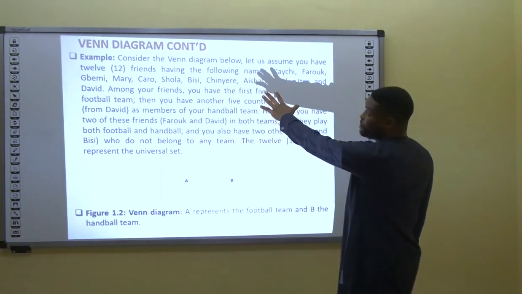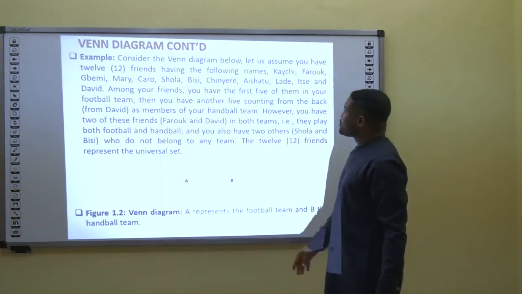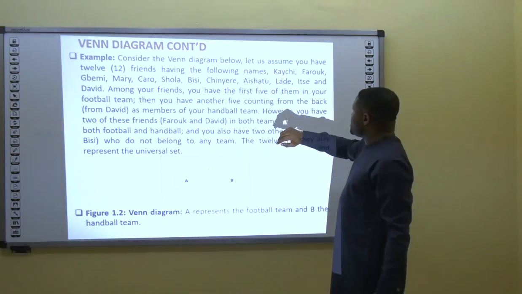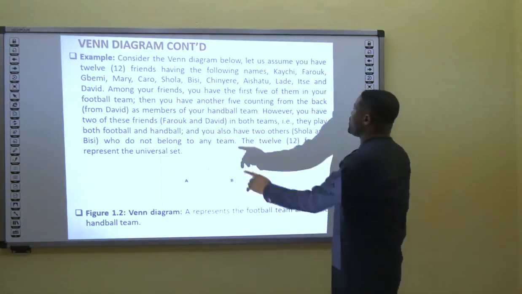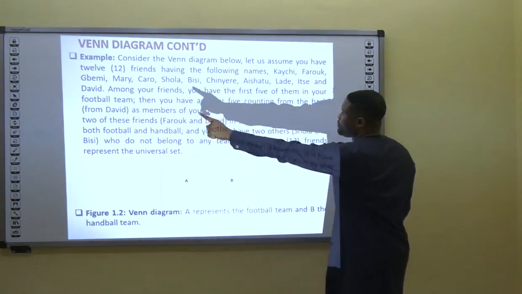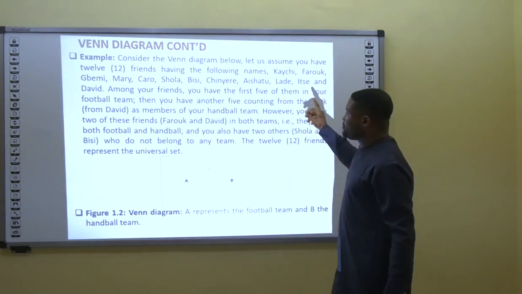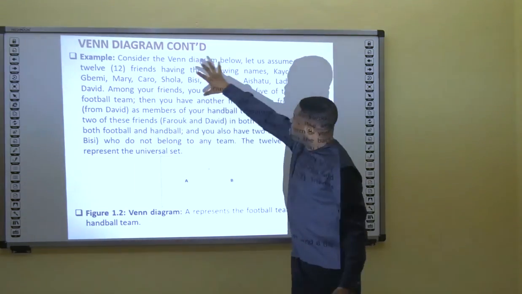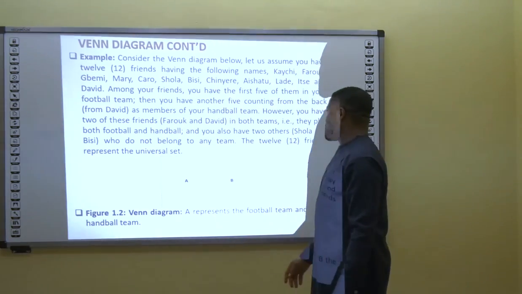So yeah, this is the example. We use names of people to represent this particular example. If you see here, you see Kachi and the rest, up to David. Among your friends, you have the first 5 of them in your football team, and then you have another 5 counting from the back, from David, as members of your handball team. So you see that in this set, we have the names of people that are in football and names of people that are in handball.